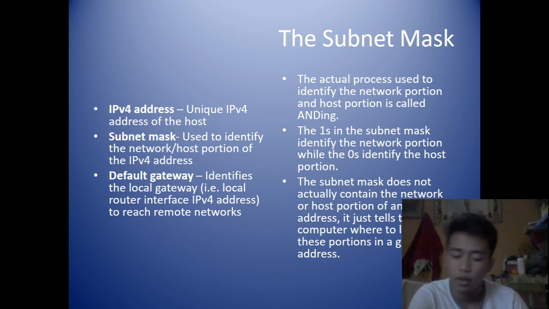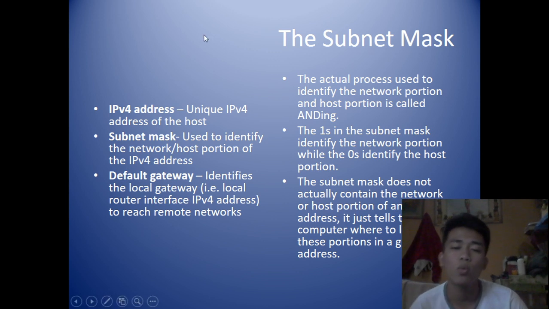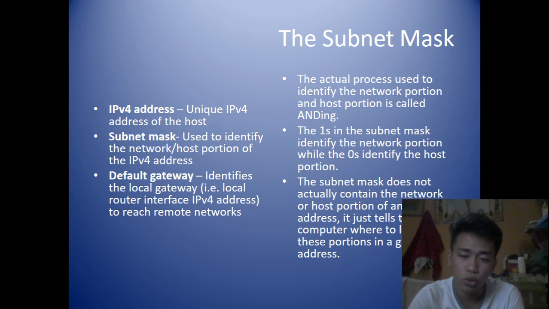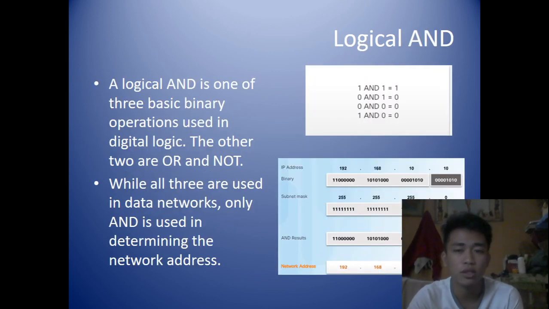ANDing works with ones and zeros. 1 AND 1 is equal to 1. 0 AND 1 is equal to 0. 1 AND 0 is equal to 0. 0 AND 0 is equal to 0. The subnet mask does not actually contain the network or host portion of an IPv4 address. It just tells the computer where to look for these portions in a given IPv4 address.